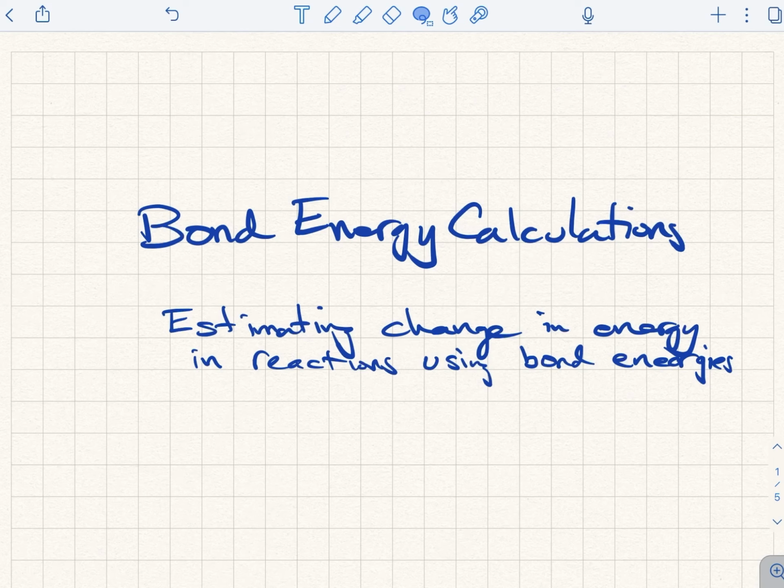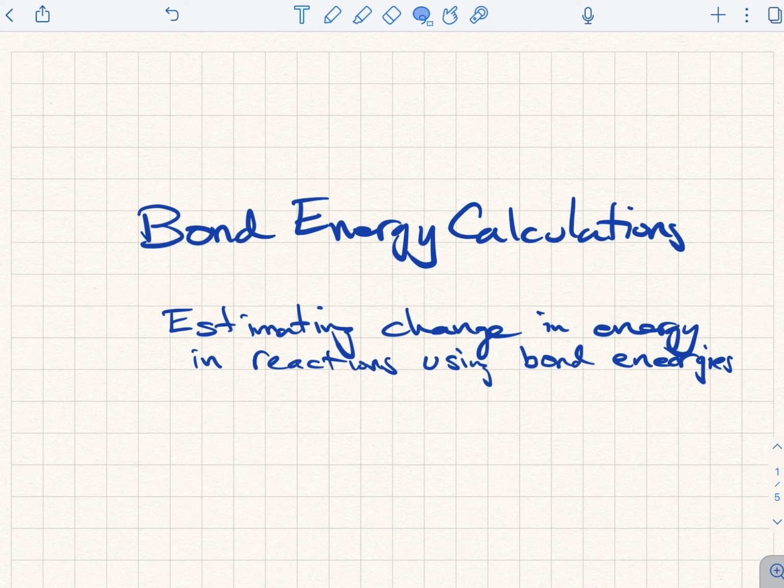This is going to be a review over the concept of bond energy calculations. This is actually kind of a not super precise way of referring to this. This is really calculating the change in energy for a reaction, sometimes known as the change of enthalpy, although we haven't actually covered that term yet, but we will shortly.